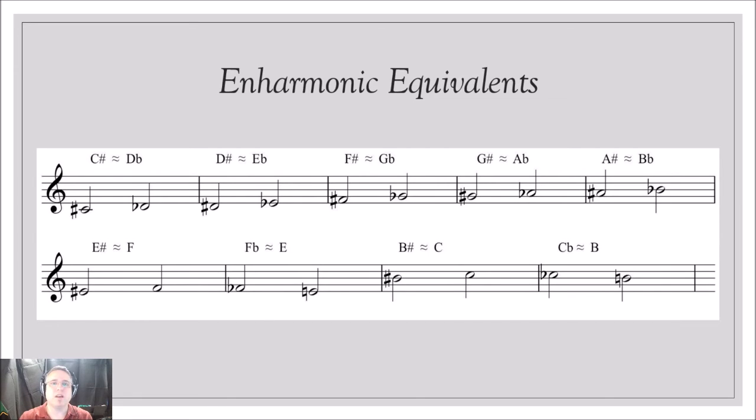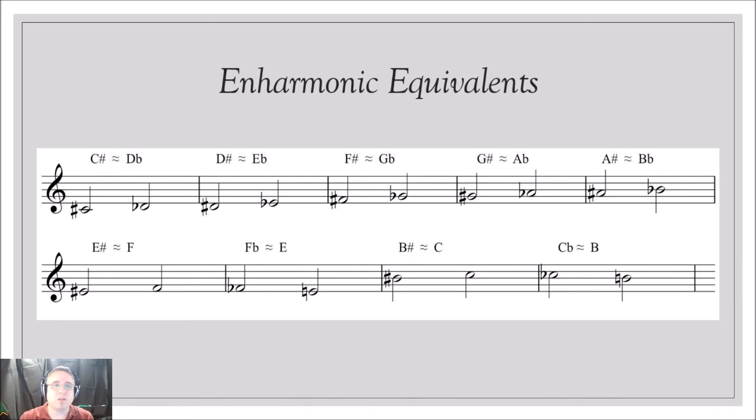So if we're in A major, for example, we're going to write that C sharp as C sharp and not D flat, because the notes that are naturally occurring in A major that are altered are C sharp, F sharp, and G sharp. There aren't any flats in A major.